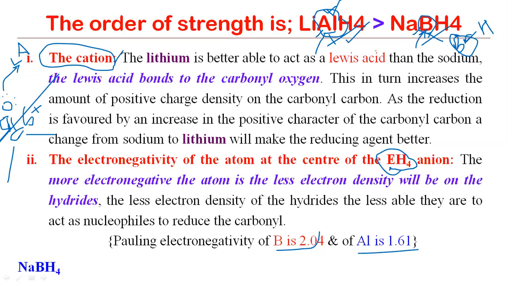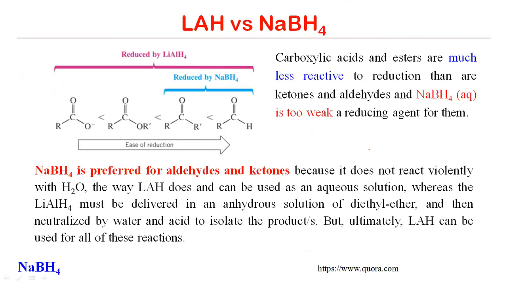Second reason is that when we compare the electronegativity of these two central elements, aluminum and boron, we have found that boron has higher electronegativity. So this B-H bond is shifted towards boron. So hydride cannot transfer that easily as compared to aluminum hydride. So because of these two reasons, lithium aluminum hydride is a stronger reducing agent as compared to sodium borohydride. All right. So this is the general reactivity order.